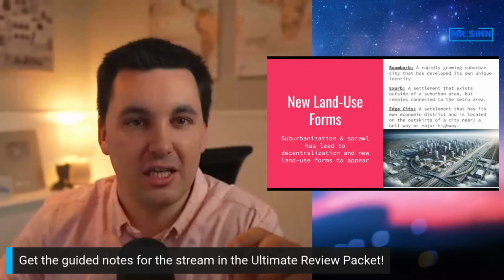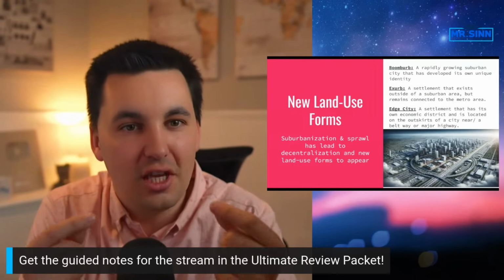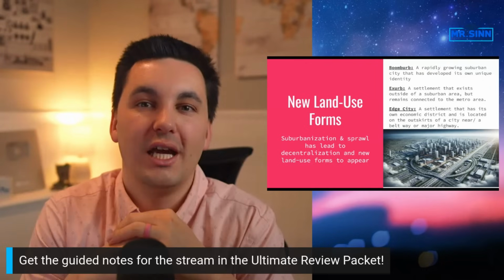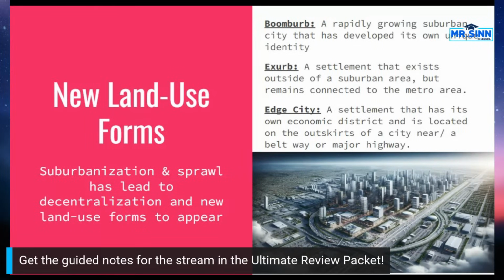Now, one of the things that we see happen as suburbanization happens, as sprawl continues, we see again this decentralization occurs. And we have some new land use forms, boomburbs, exurbs, and edge cities. You can see the definition here if you're taking notes. But a boomburb, remember, we have this rapidly growing suburban area, and it develops kind of its own unique identity. An exurb is going to be a settlement that is going to be kind of outside of that suburban area. So a suburban area is not going to have the highest density. So it's going to be outside there. And these are going to, again, remain fairly connected to that metro area, to that urban area.